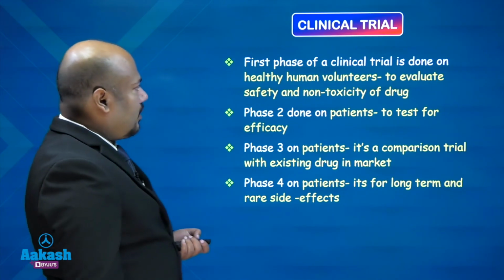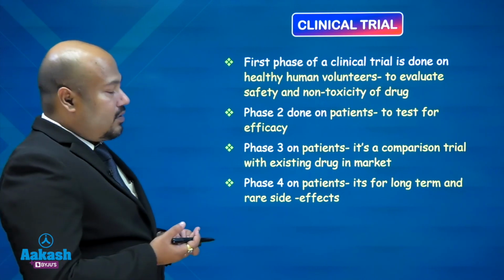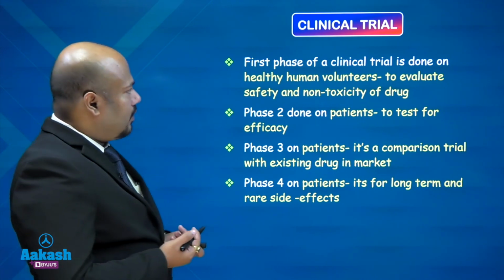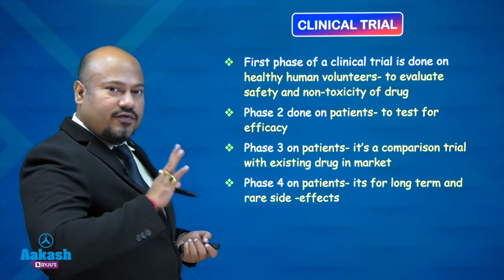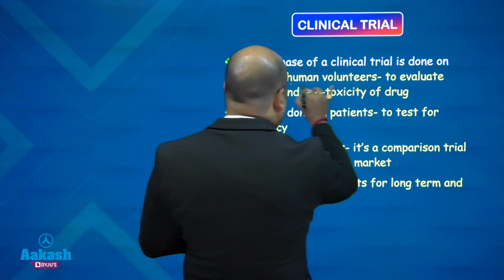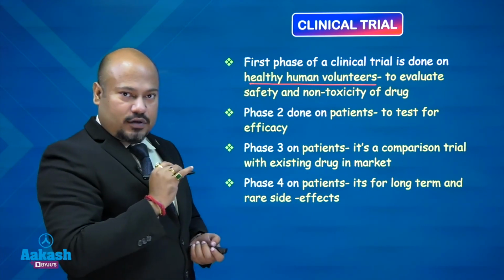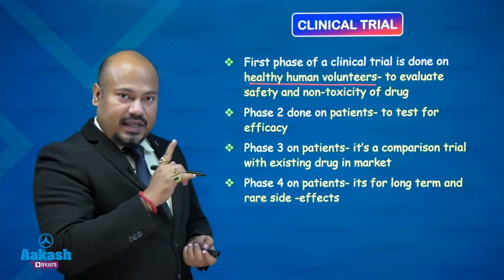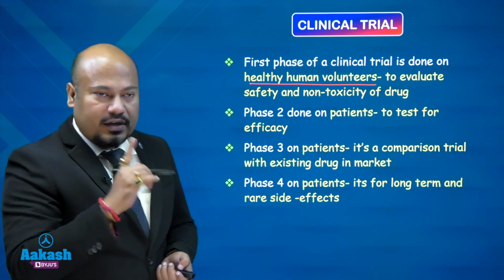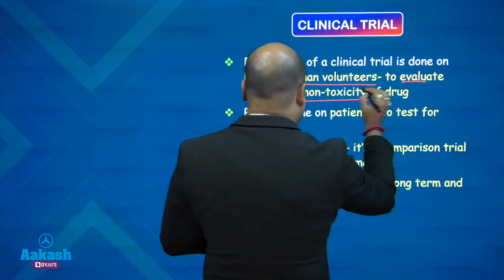And what is a clinical trial? A clinical trial is regarding the efficacy of the drug, okay? The side effects of the drug. So a clinical trial usually has 4 phases. What is the first phase? It is done on healthy human volunteers. So what do we do in the first phase? We try to evaluate the safety and the non-toxicity of the drug, okay?